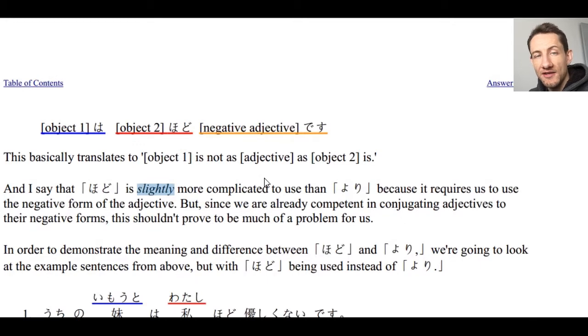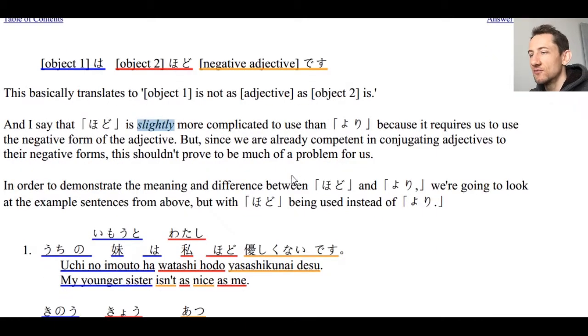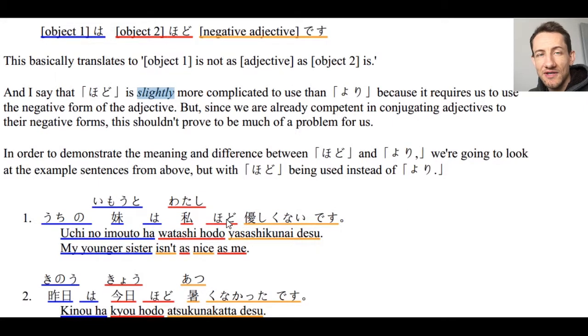But if you have been watching the videos from the beginning up to now, you should have a pretty solid foundation of Japanese. And if you've been reviewing, then using an adjective in its negative form shouldn't prove to be difficult at all. So I'm not expecting that this is going to be challenging for you, but it's a little more difficult than yori, just a little bit. And in order to help demonstrate the differences between hodo and yori, we're going to look at the exact same sentences that we saw in part 1. So the meaning is going to be the exact same. The only difference is how we express that meaning.